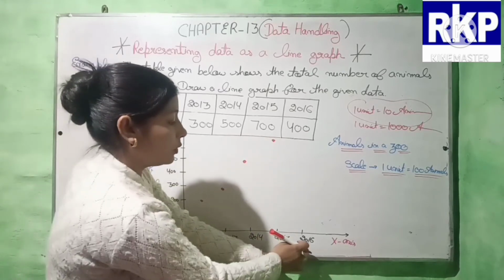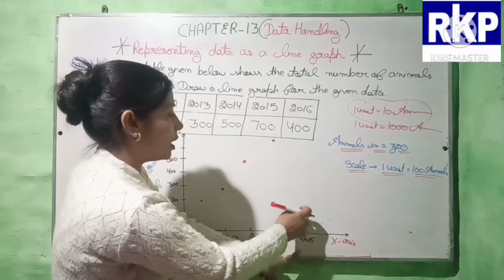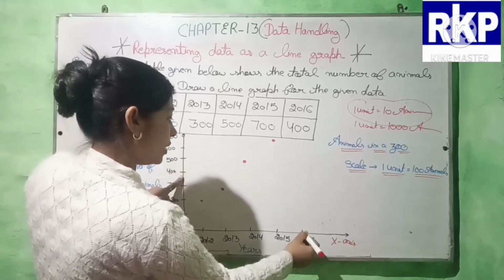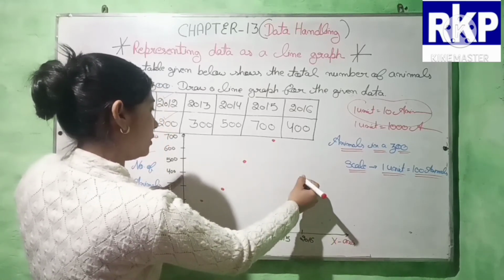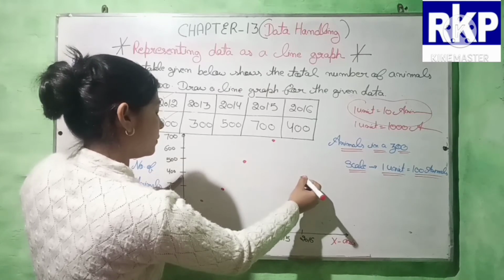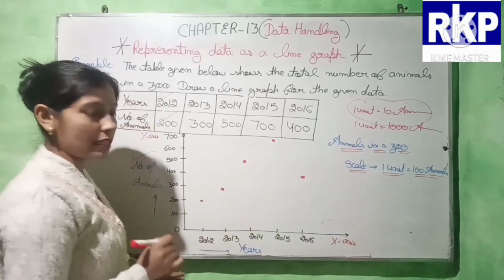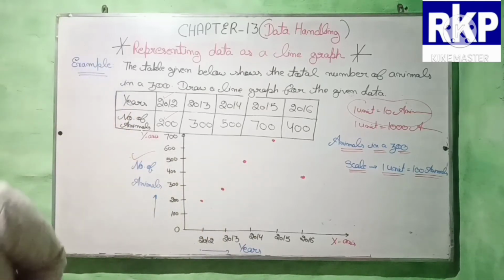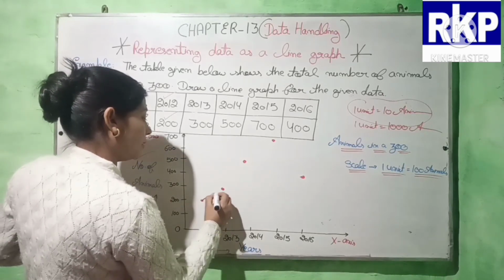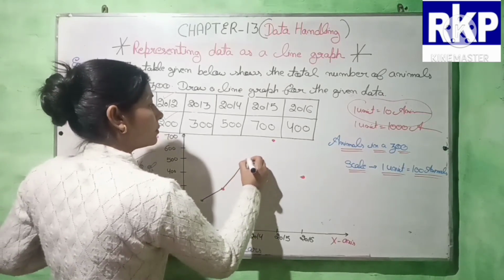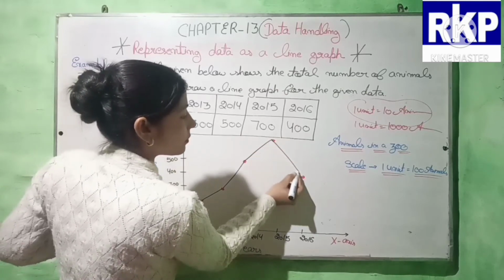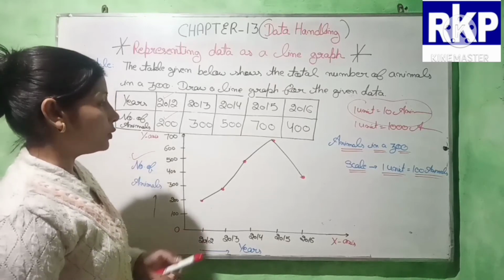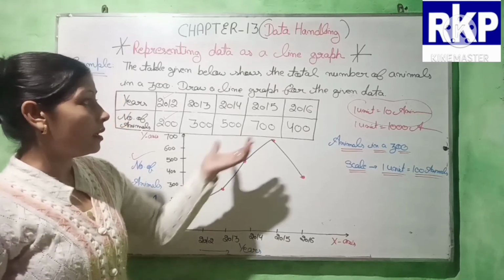Now 2016. In the year 2016 there were 400 animals. Only 400 animals. Okay, now what we will do? Yes, beta. Now we have to join these points like this. So it's our line graph. And it shows the number of animals in a zoo.